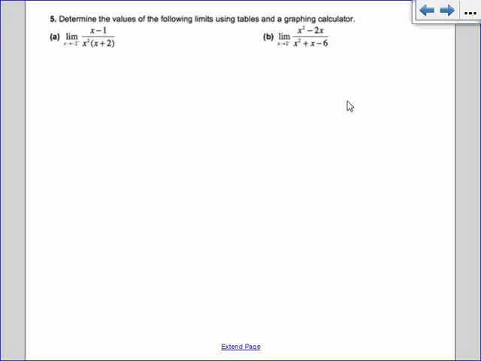All right, so this one says determine the values of the following limits using tables and a graphing calculator. So go ahead and get your graphing calculator out. If you need an extra one, I have a couple on the front desk.